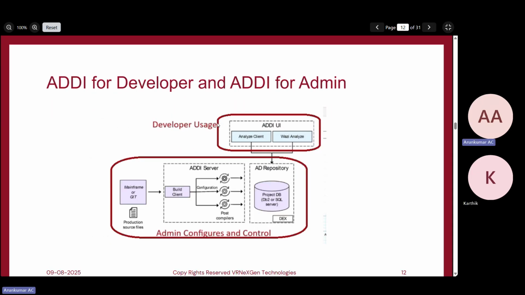And this is your holistic architecture. This is your admin configuration control where you provide your sources. It can be from Git also if you have migrated to Git. And these are your production source files. You pass it to the ADDA server that does a build, that will do the configuration, like it does the dependency checks and everything, and creates a project on the DB2 or SQL server. So that is your ADDA repository. So from there you are going to use your ADDA UI, which can be IDZ, to do your process, I mean explore the process.